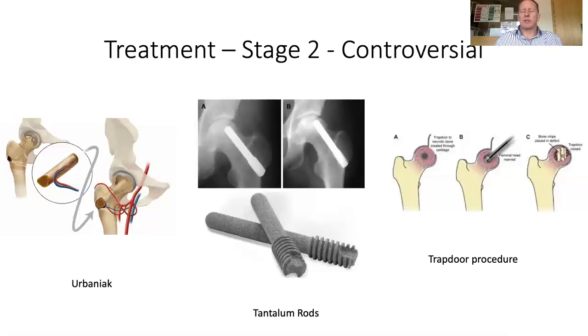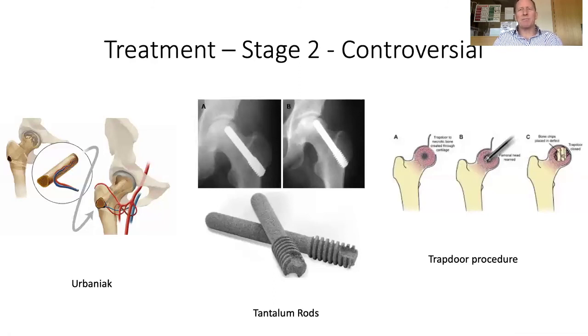You perform a surgical hip dislocation, you raise the cartilage up so that you expose the necrotic area, you scrape out the necrotic area, pack it with bone graft, lay the cartilage back down and hope that it heals, and hope that you've dealt with the necrotic segment and that similarly heals.